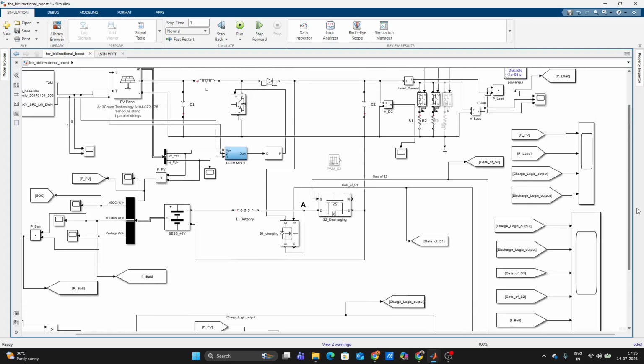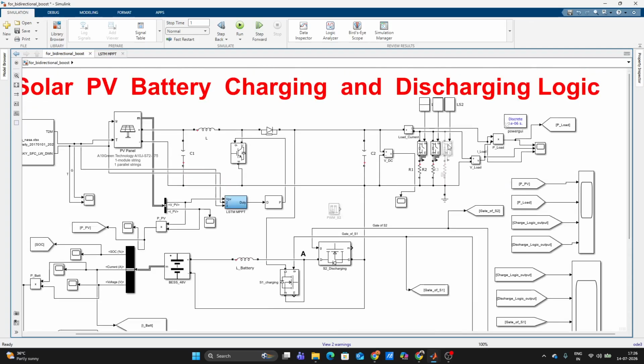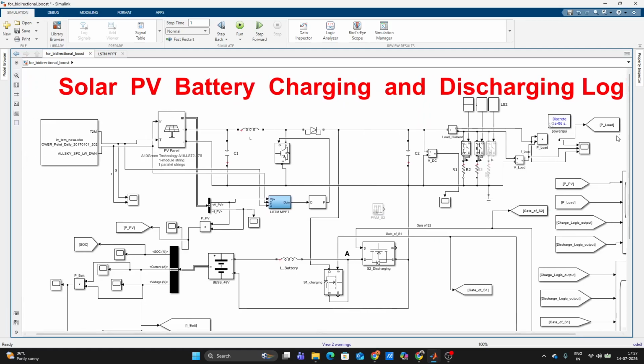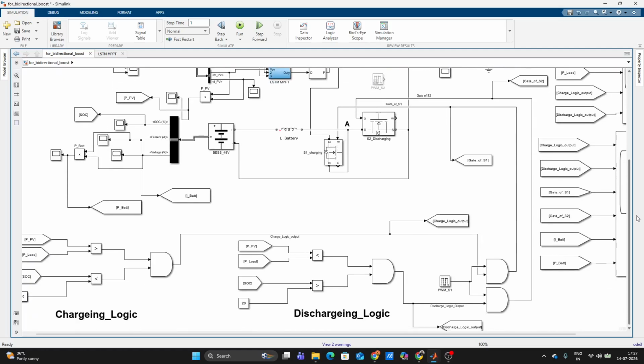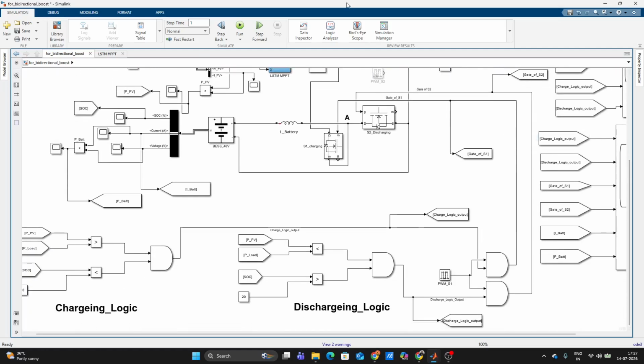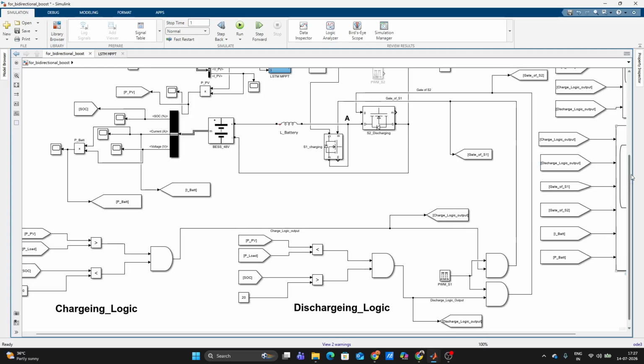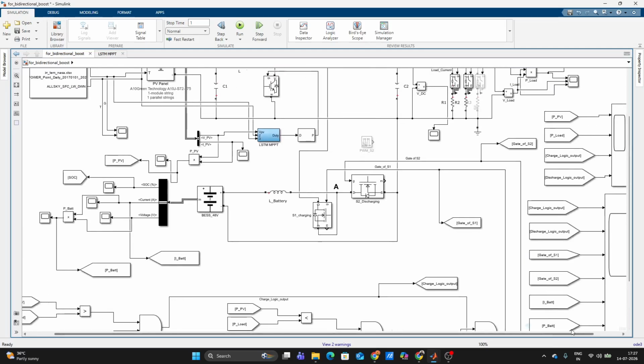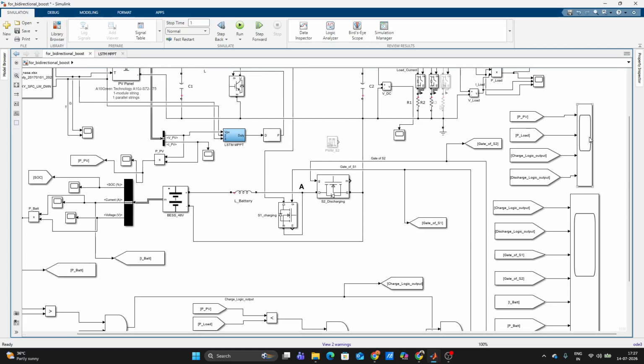Let me check. I have disconnected load one. We can see whether it's charging or discharging. I have already run this one, so I'll not run it again; it will take time to run. Let's check the result here: PV and P load.